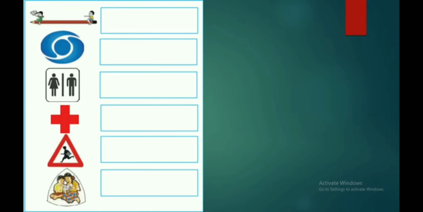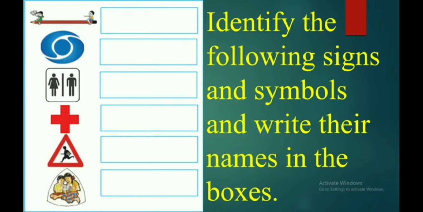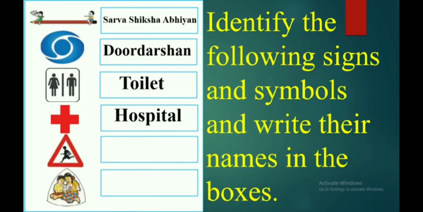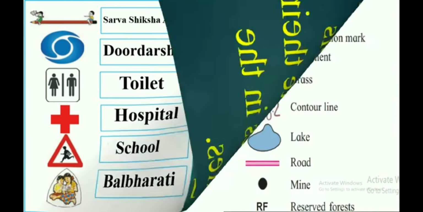First, identify the following signs and symbols and write their names in the box. So which are those we are going to identify? You can see the first picture is related to education. That pencil picture is showing education, related to Sarva Shiksha Abhiyan. Second is Doordarshan. Third is toilet, this is ladies and gents toilet. Fourth is hospital. Then next is school, and last is Bal Bharati.